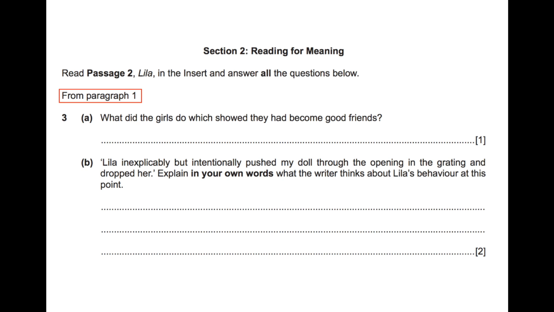As you can see, it asks you to read the passage. This is taken from the October-November 2018 exam, and then you have to answer all of the questions. The questions do tell you which paragraph the answer is to be found in, so as you can see inside the red box, it says from paragraph 1. Each question will give you the number of marks available for that question. Question 3A is 1 mark and question 3B is 2 marks.